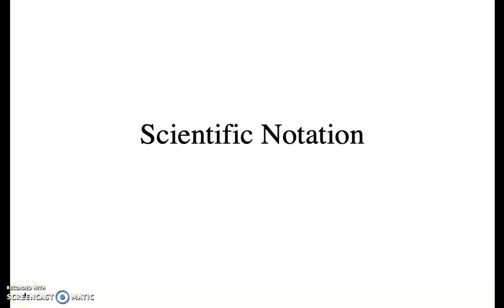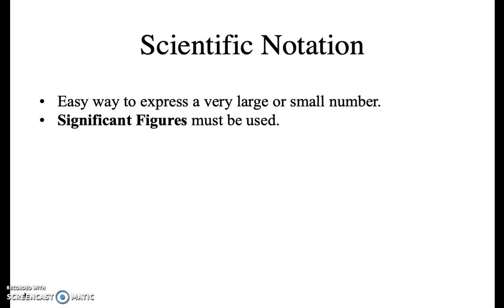Hey guys, this video is about scientific notation: converting numbers into scientific notation, doing some practice with them, and then doing a short, quick conversion back to standard notation. So what is scientific notation? Scientific notation basically is an easy way to express a very large or small number. Significant figures must be used. For the number you're given, you must count the number of significant figures, and we're going to work on that today. All the numbers will be solved with the correct number of sig figs, okay?